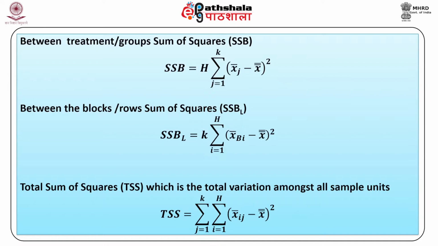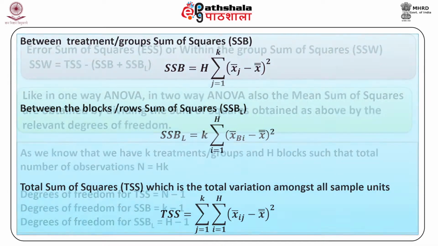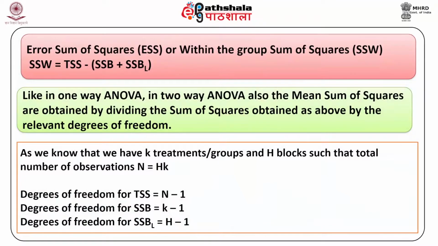The third source of variation is the total sum of squares, TSS, which is the total variation amongst all sample units and is equal to the double summation of xij minus x double bar, whole squared, where I ranges from 1 to H and j ranges from 1 to k. The fourth is the error sum of squares, ESS, or within the group sum of squares, SSW, and SSW is equal to TSS minus the bracket of SSB plus SSBL.